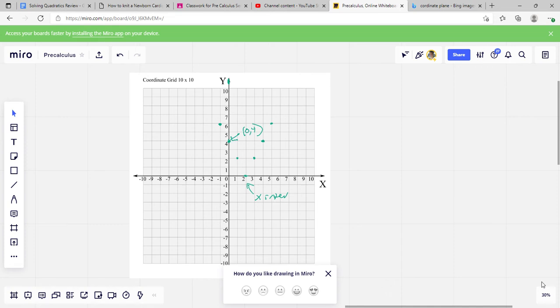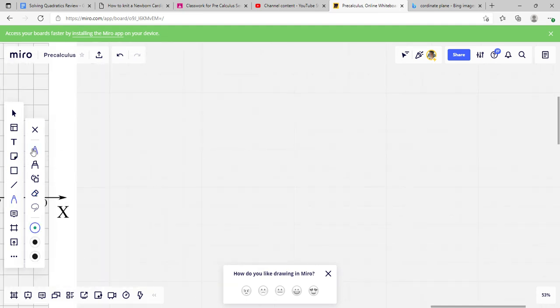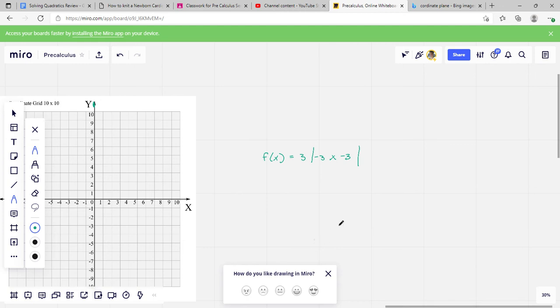Let's see what else we got. More complex notations. On this one, it's set up a little bit differently than some of the others were, because we've got some extra numbers in there. This one has f of x equals 3 times the absolute value of negative 3x minus 3. Alright, so we're going to graph that, and we're going to use an x and y chart.